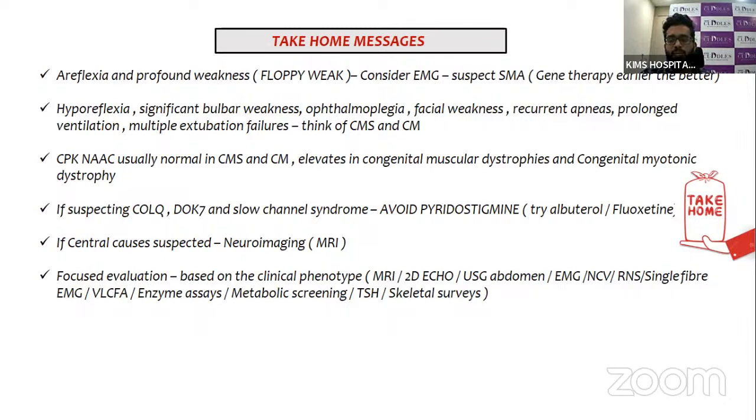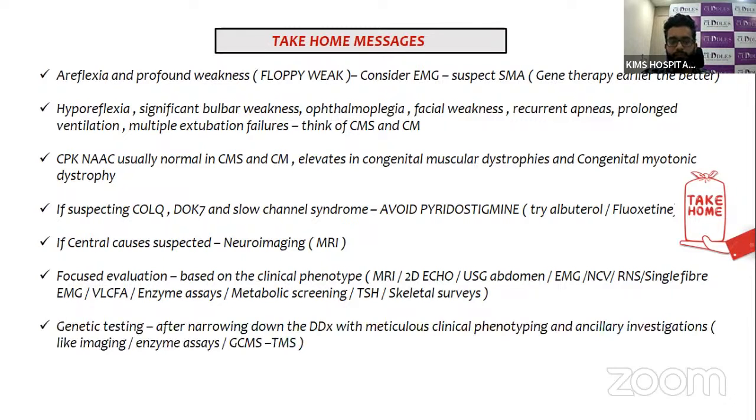So before you go to genetics, you try to get more of the ancillary tests. Genetic testing should only be done after narrowing down, because it's very difficult for the geneticist to look for all the genes and to differentiate a polymorphism from a pathogenic variant. So the more information you give to the geneticist, the more likely they are to give you the right answer. So only send genetic testing after narrowing down the differential diagnoses with meticulous clinical phenotyping and ancillary investigations: MR spectroscopy or specific imaging findings, enzyme assays, or GCMS, TMS. Yeah, that is all. Thank you.